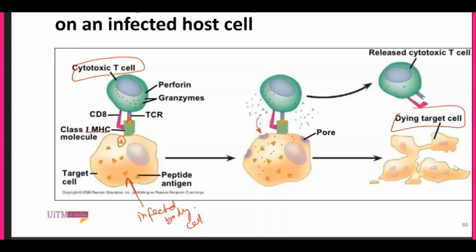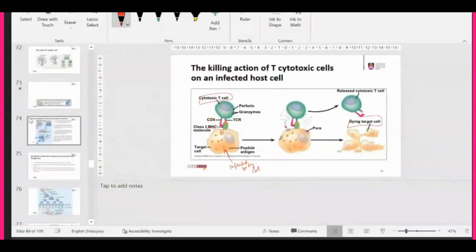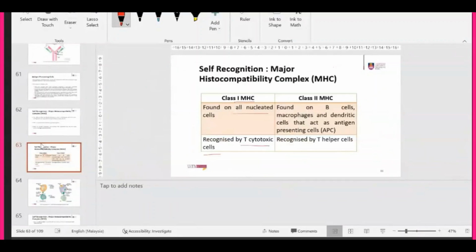Kalau class 2, dia terhasil oleh sama ada B cell ataupun macrophage ataupun dendritic cell yang akan bertukar menjadi APC. Kan? So maksudnya kalau macam macrophage dia roaming inside your body fluid, and then the macrophage found a pathogen. So they engulf, fragmentize the pathogen into fragments or antigen, presented the antigen on the cell surface using class 2. Okay, class 2. Present kepada siapa? Present kepada helper T cell.